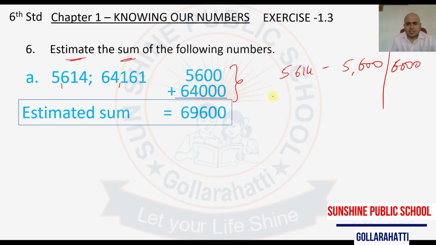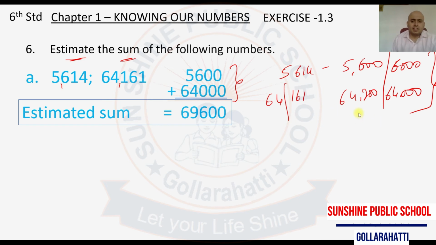And 64,161, when rounded off to the hundreds, it becomes 64,200. Or if you round it off to the thousands place, that becomes 64,000. So there is nothing wrong in these two numbers. Okay, this is just an estimation. Just an approximate value is needed.